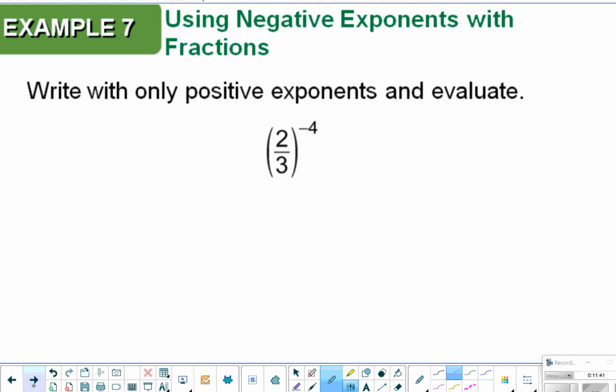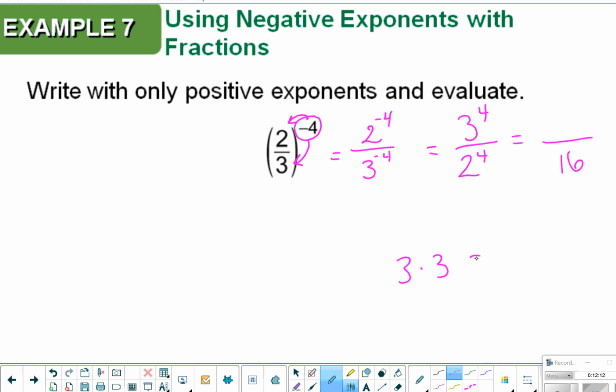Express using positive exponents and then evaluate. All right, you've seen it before. Let's distribute, and we'll get 2 to the negative 4, 3 to the negative 4. Now, because of negative exponents, we're going to move. Bottom goes to top, top moves to bottom. And they said to evaluate this, 2 to the fourth, I know is 16. 3 to the fourth looks like 3 times 3 times, whoops, times 3 times 3. That makes 9 times 9. How about 81? That is 81/16.